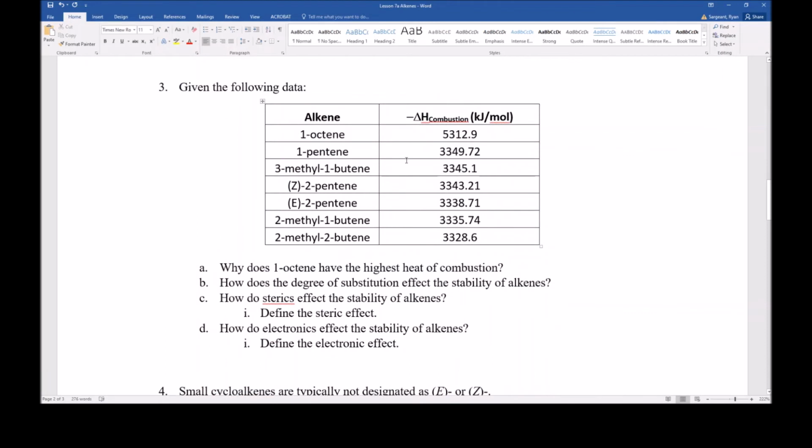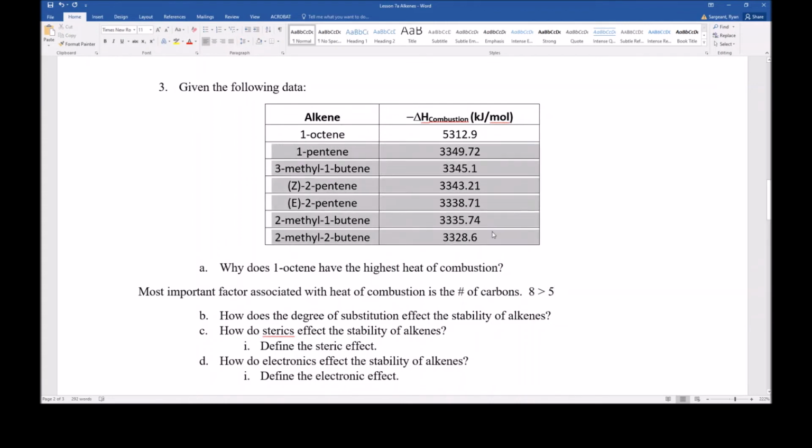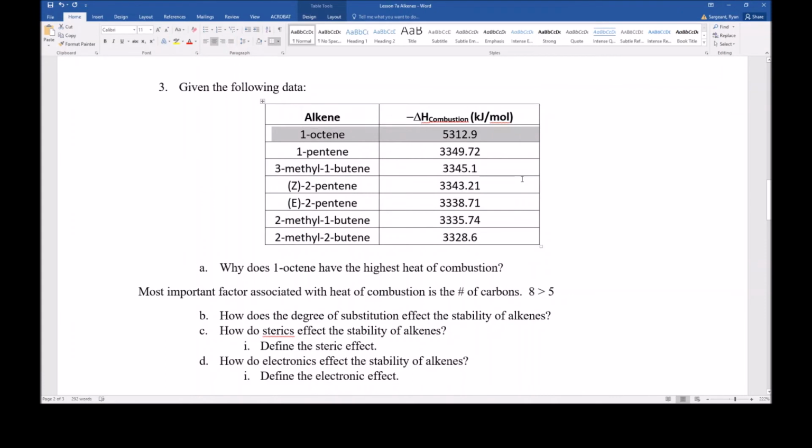All right, so first question is, why is 1-octene so much higher than everyone else in terms of heat of combustion? And that is probably a painful reminder of a test question you might have missed, and that has to do with the most important factor associated with heat of combustion, which is the number of carbons. And 8 is more than 5. All of these compounds below have 5 carbons, and this one up here has 8 carbons. So the most important factor is the number of carbons.